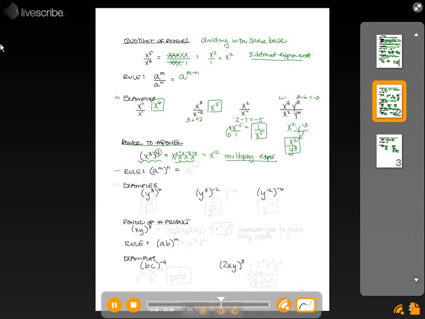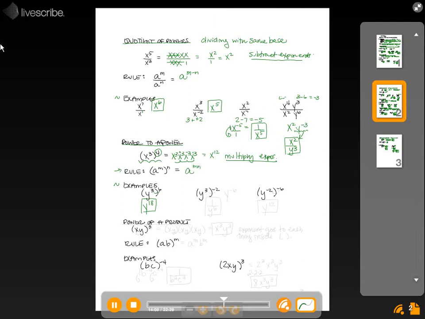So down here for our rule, if we have a to the m raised to the n power, we multiply those two things together, so it becomes a to the mn power. We've got 3 examples here. First one, y to the 3rd raised to the 6th power. Well, we multiply those two exponents together. 3 times 6 is 18, so there's our answer, y to the 18th. That's all we have to do.